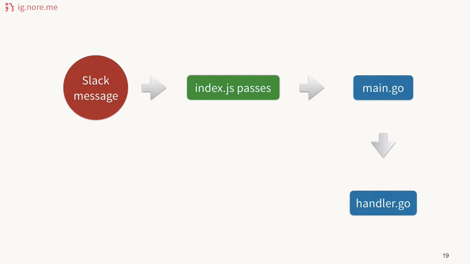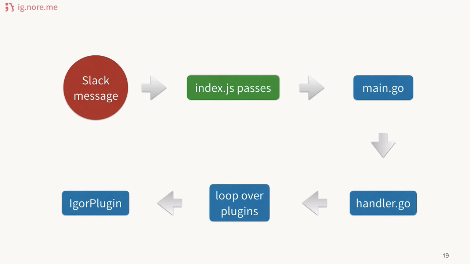Main.go passes it along to the handler. The handler does all the stuff like validation, but it also loops over all the different plugins. Now, each of these plugins are of the interface type Igor plugin, and they have some functions to return the result. When they do so, everything turns around. It goes back to the loop, the handler, the main, and all the way back to Slack.